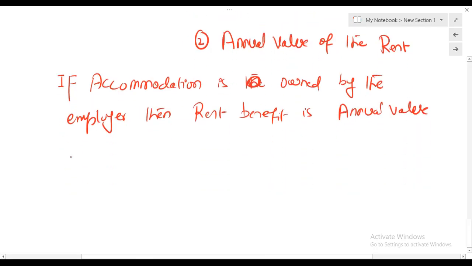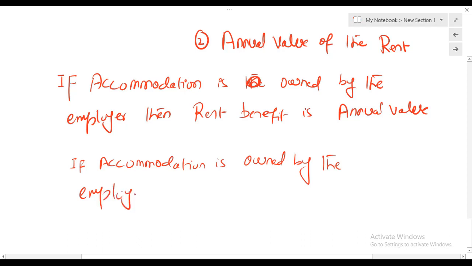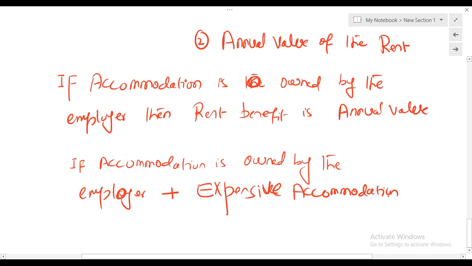Next, if accommodation is owned by the employer, plus it is an expensive accommodation. Two things. Number one, the accommodation is owned by the employer, purchased by the employer, and second, it is an expensive accommodation.